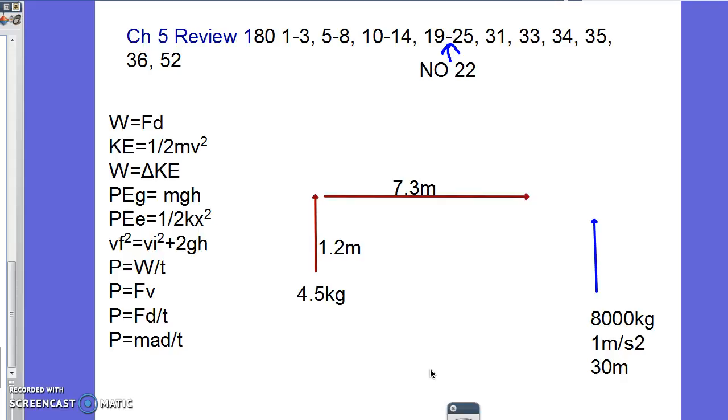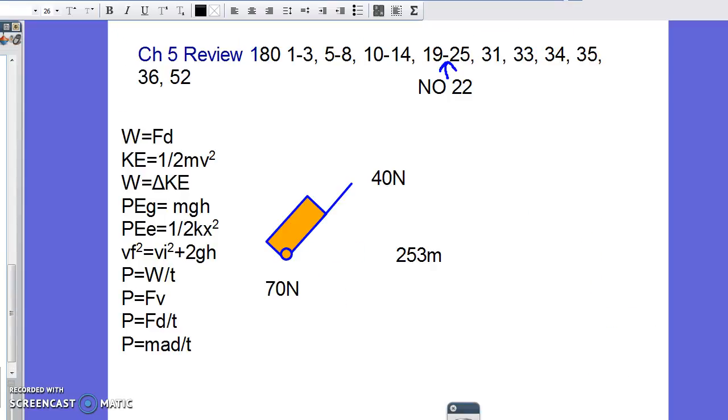On to number 10. Number 10 gets people frustrated. So here on number 10, we've got the flight attendant pulling her bag. They say it's a 70 Newton suitcase. That is the weight of the suitcase. Gravity is doing that work. Then she pulls it with 40 newtons. She pulls at a constant velocity.